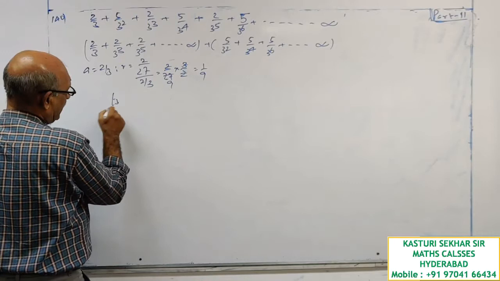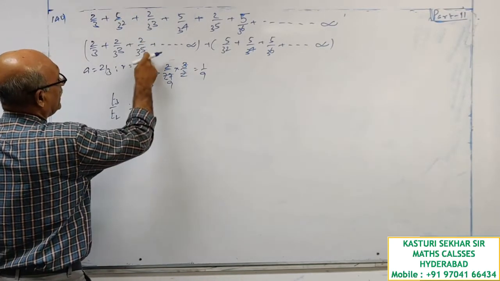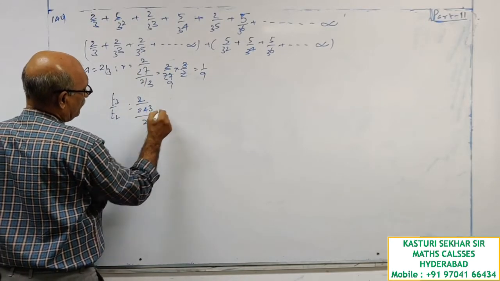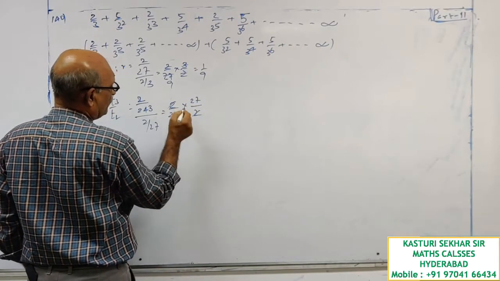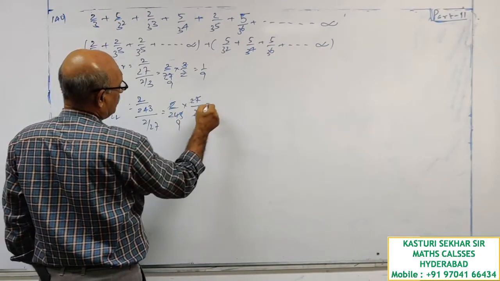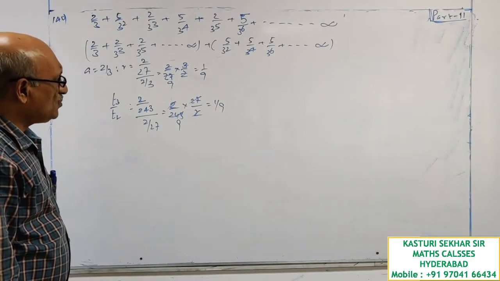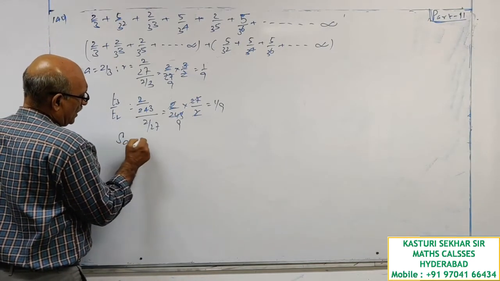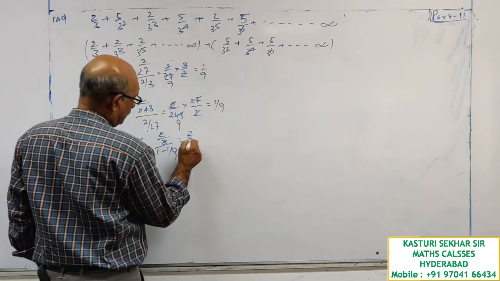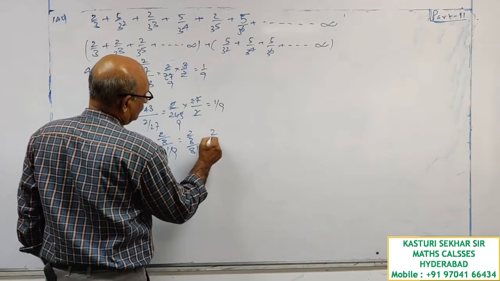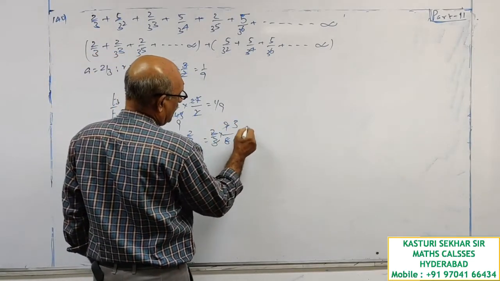You can verify T3 by T2: 2 by 243 divided by 2 by 27, that is 2 by 243 into 27 by 2, 2 cancel, it will go 9 times, 1 by 9. Common ratio is same, so it is in geometric progression. S infinity is first term divided by 1 minus common ratio. It will go 3 times, so 3 by 4.